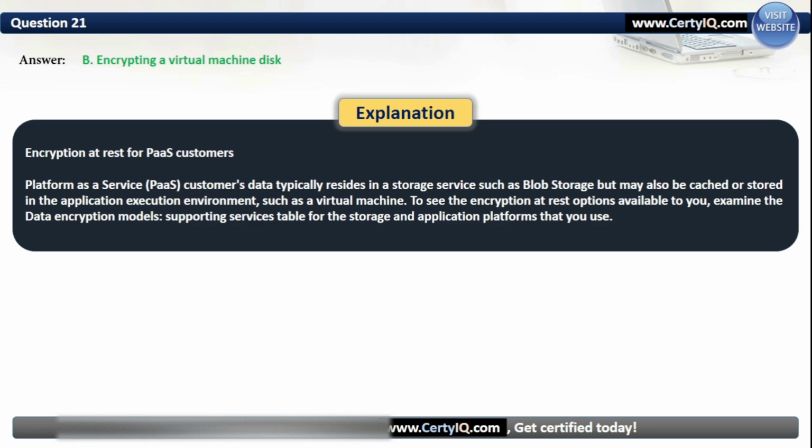Platform as a service customers' data typically resides in a storage service such as a blob storage, but may also be cached or stored in the application execution environment such as a virtual machine. To see the encryption at rest options available to you, examine the data encryption models, supporting services table for the storage and application platforms that you use.